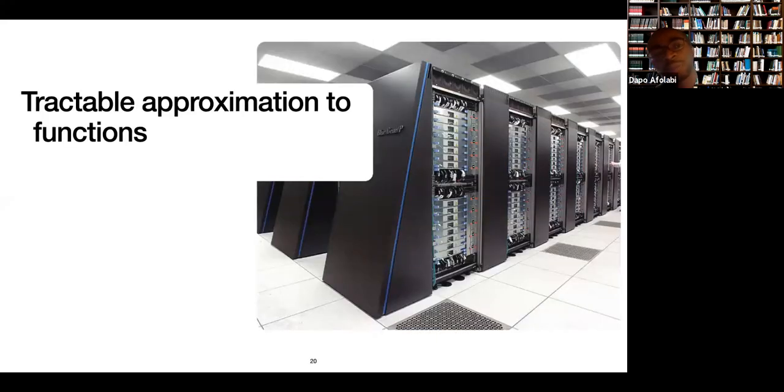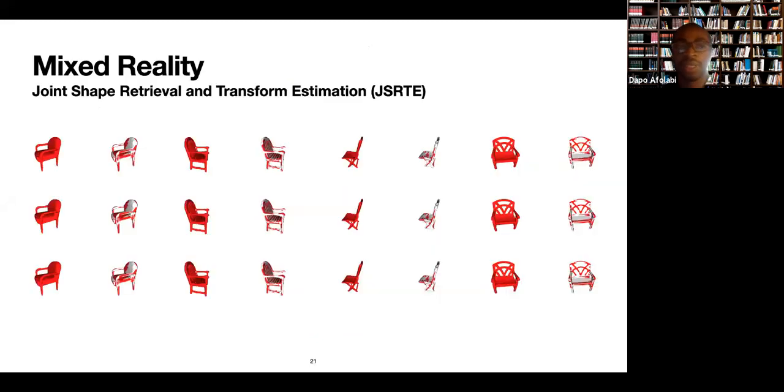And the next one I'll talk about is trying to make a tractable approximation for functions that you might be using in your perception model. Concretely, like I mentioned before, you might have functions that you have to optimize over that are very complicated or not tractable, and so they will involve lots of compute unless you make some nice approximations, which is what we're going to do. And a use case here is in shape retrieval and transformation estimation.